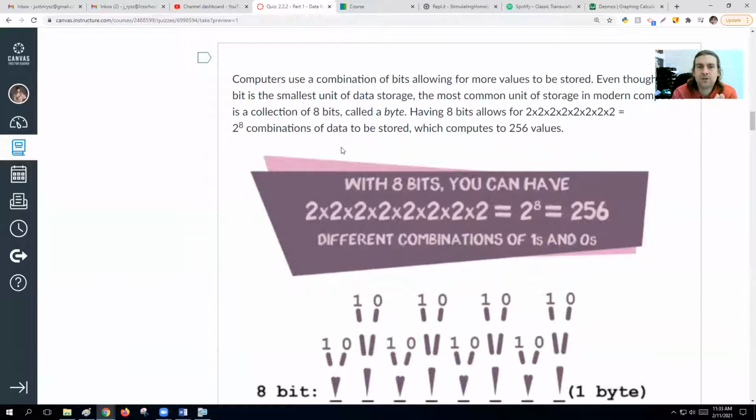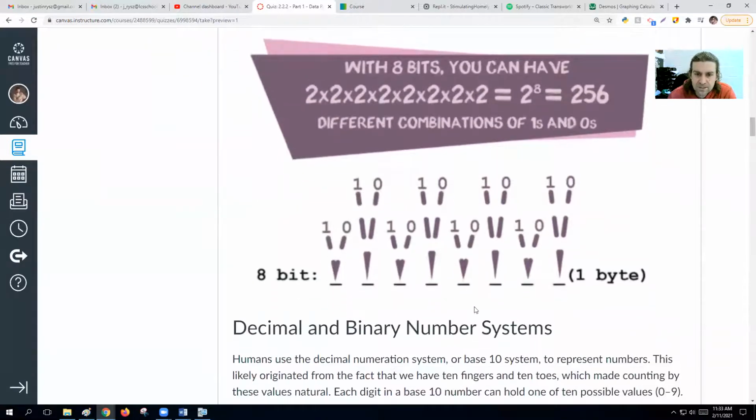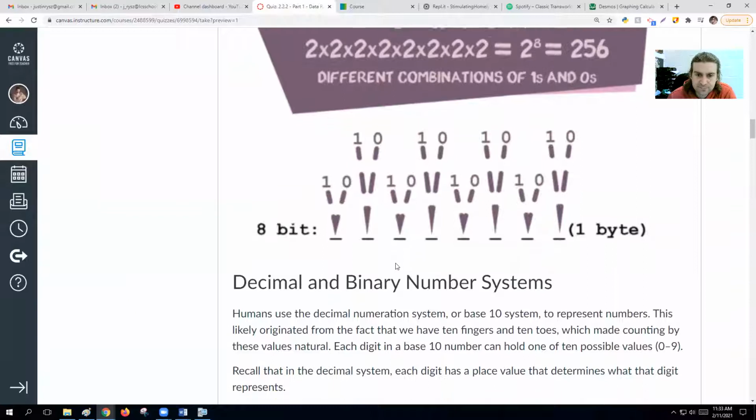Computers use a combination of these bits to allow more values to be stored. Even though a bit is the smallest unit of data storage, the most common unit of storage in modern computing is a collection of 8 bits called a byte. Having 8 bits allows for 2 times 2 times 2 times 2 times 2 times 2 times 2 times 2, or 2 to the 8th combinations, which comes out to 256 different combinations. You can see those all written right there.